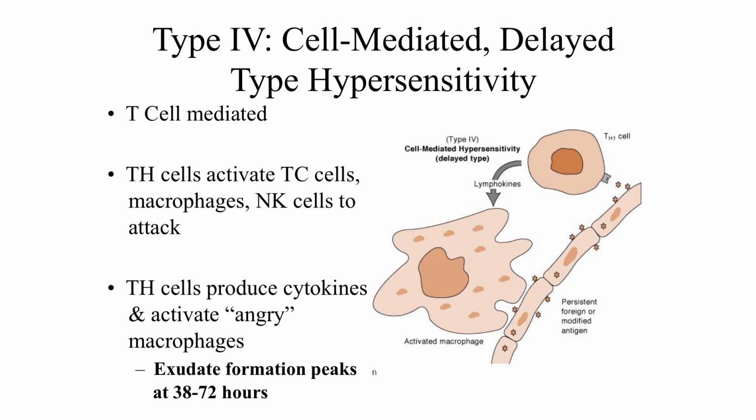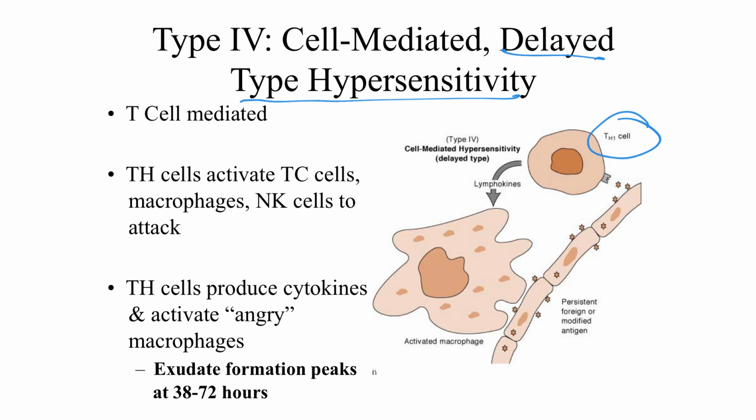Okay, finally we have type 4, which is called cell-mediated delayed type hypersensitivity. So first of all, it's called cell-mediated because it involves T helper cells, not an immunoglobulin. And the second part, the delayed type, means that the reaction doesn't occur immediately. It actually peaks within a day or two. So exudate formation is about 48 to 72 hours later. And this is in response to persistent types of antigens.